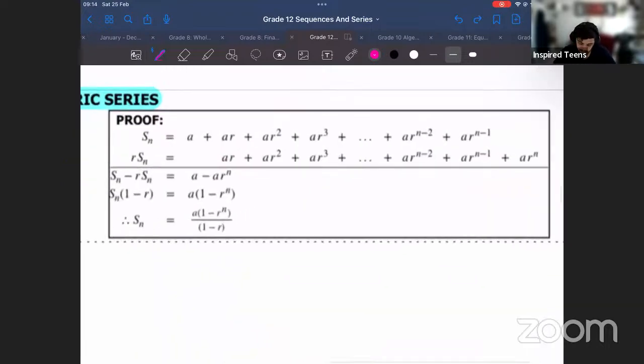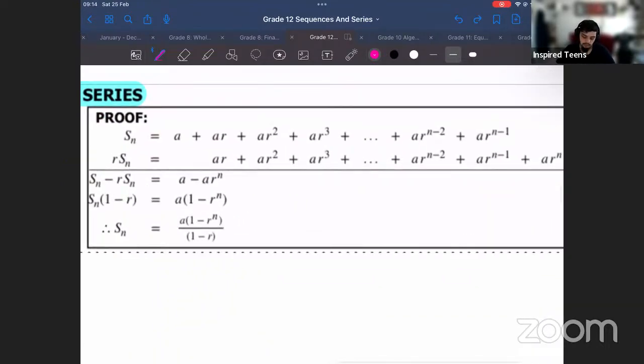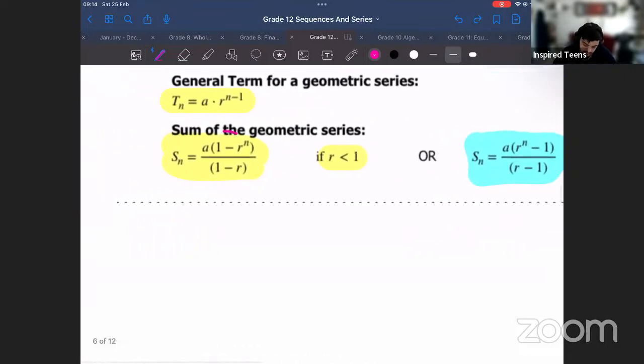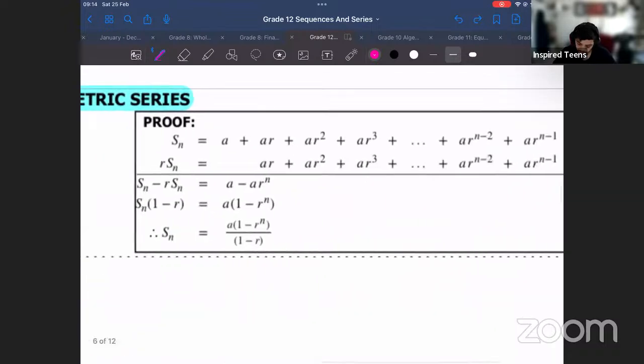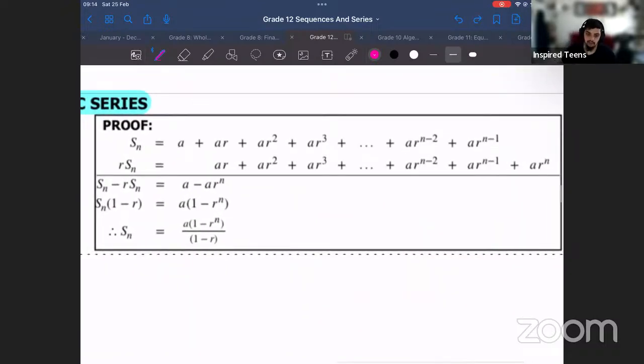Okay, so let's discuss the proof now. Let's look at the proof. Just remembering the formula, Sn is equal to that. We're proving how they came up with this formula. Firstly, the sum of the first n terms is just adding each term up.